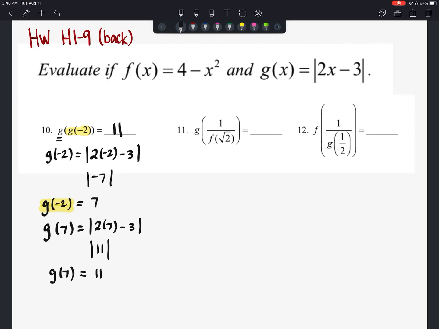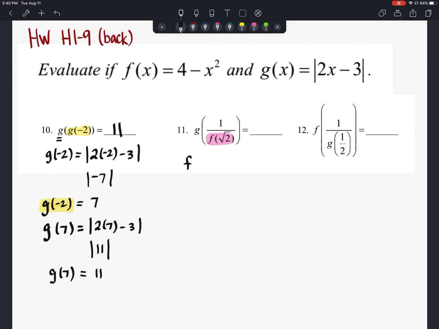Number 11 looks a little bit more confusing because we have a fraction inside of the parentheses. However, we're going to do this the same way. We have g of 1 over f of radical 2. Let's just start out by figuring out what the value of f of radical 2 is going to be.